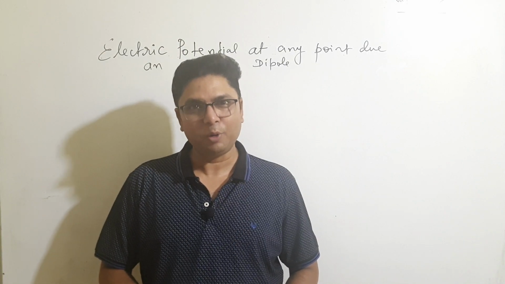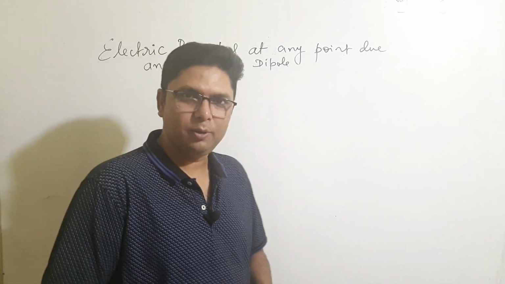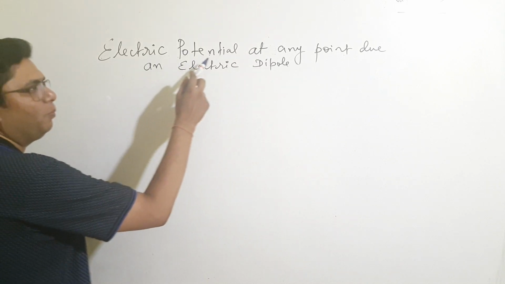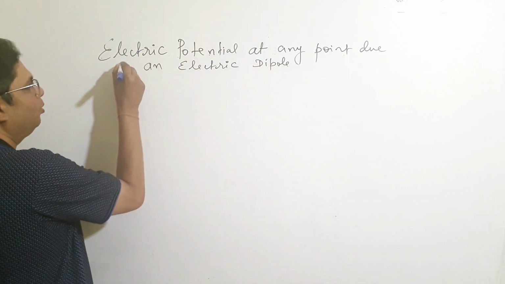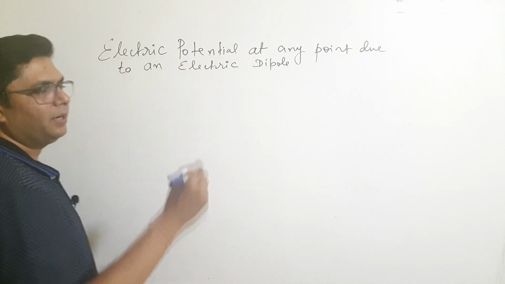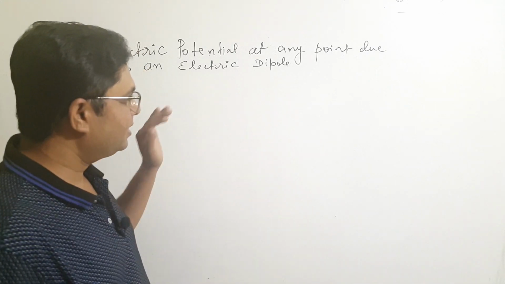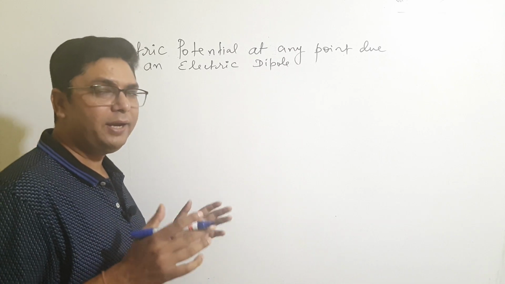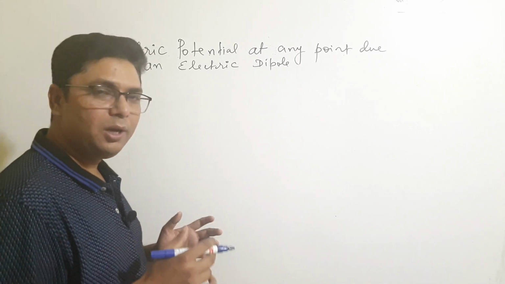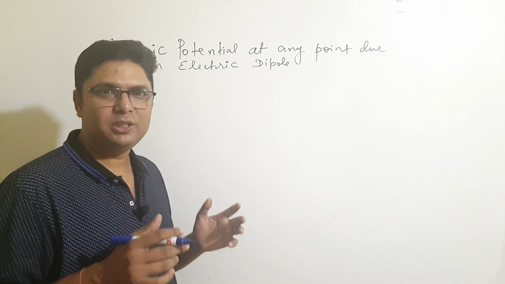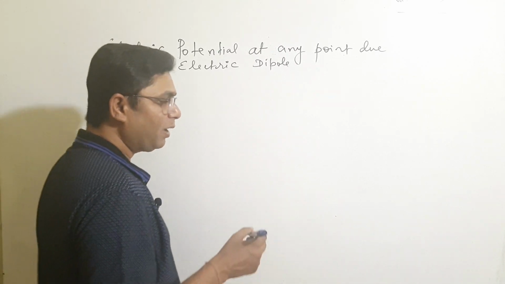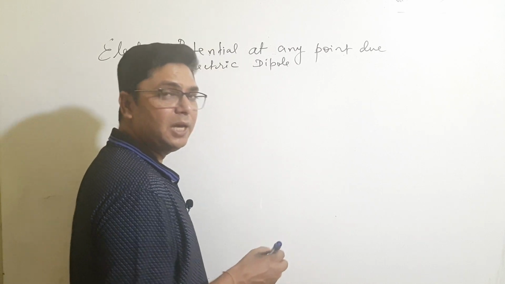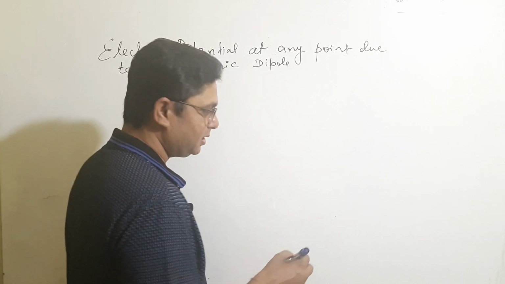Student, now you are going to learn a new topic known as electric potential at any point due to an electric dipole. For understanding this, we require a dipole. A dipole is equal and opposite charges separated by a very small distance. So we require equal and opposite charges separated by a very small distance.